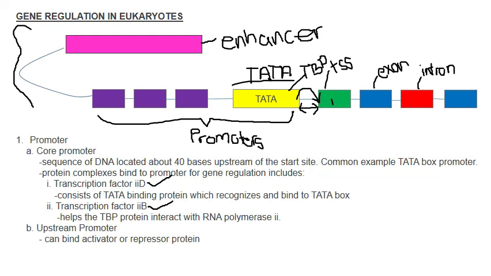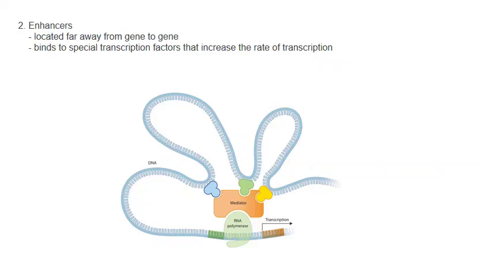And the last component is the enhancers. These are DNA segments typically located far away from the gene. They can be either upstream or downstream. These enhancers bind to specific transcription factors that increase the rate of transcription. Okay, let me go into that in detail.